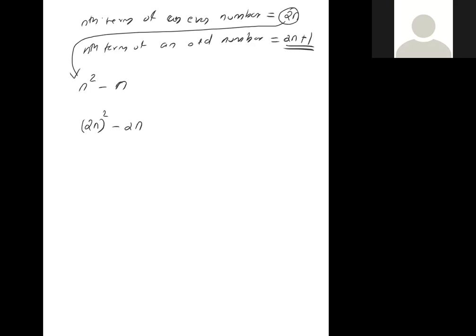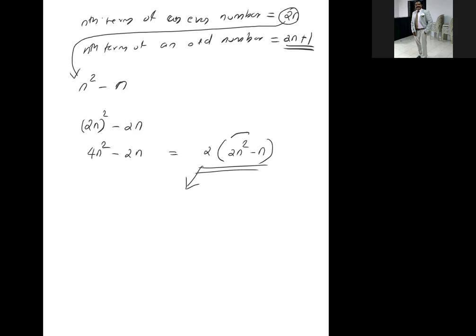So 2n whole square is 4n square minus 2n. So you can take 2 common, correct? So what is remaining? 2n square minus n. Since n can take any value, but this is multiplied with 2, that means this number is always an even number. Correct? Then you can input the odd value in this general expression.